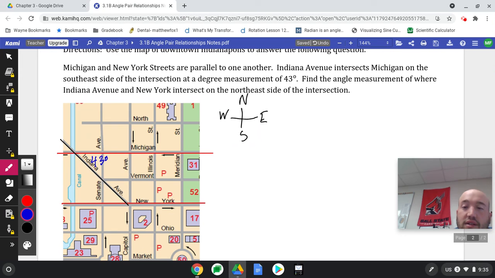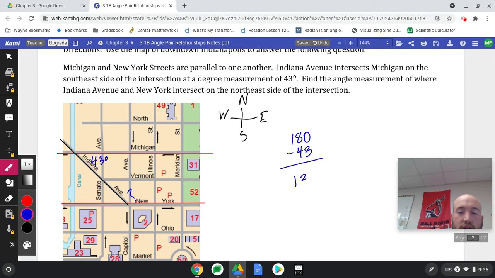Now our job, it asks us to find what is the angle measurement of Indiana and New York on the northeast side. So northeast up to the right, that's going to be right here. I put a question mark. We know those two are going to be same side interior or consecutive interior, so they'll add up to 180. So 180 minus that 43 gives us 137 degrees, and we are done.